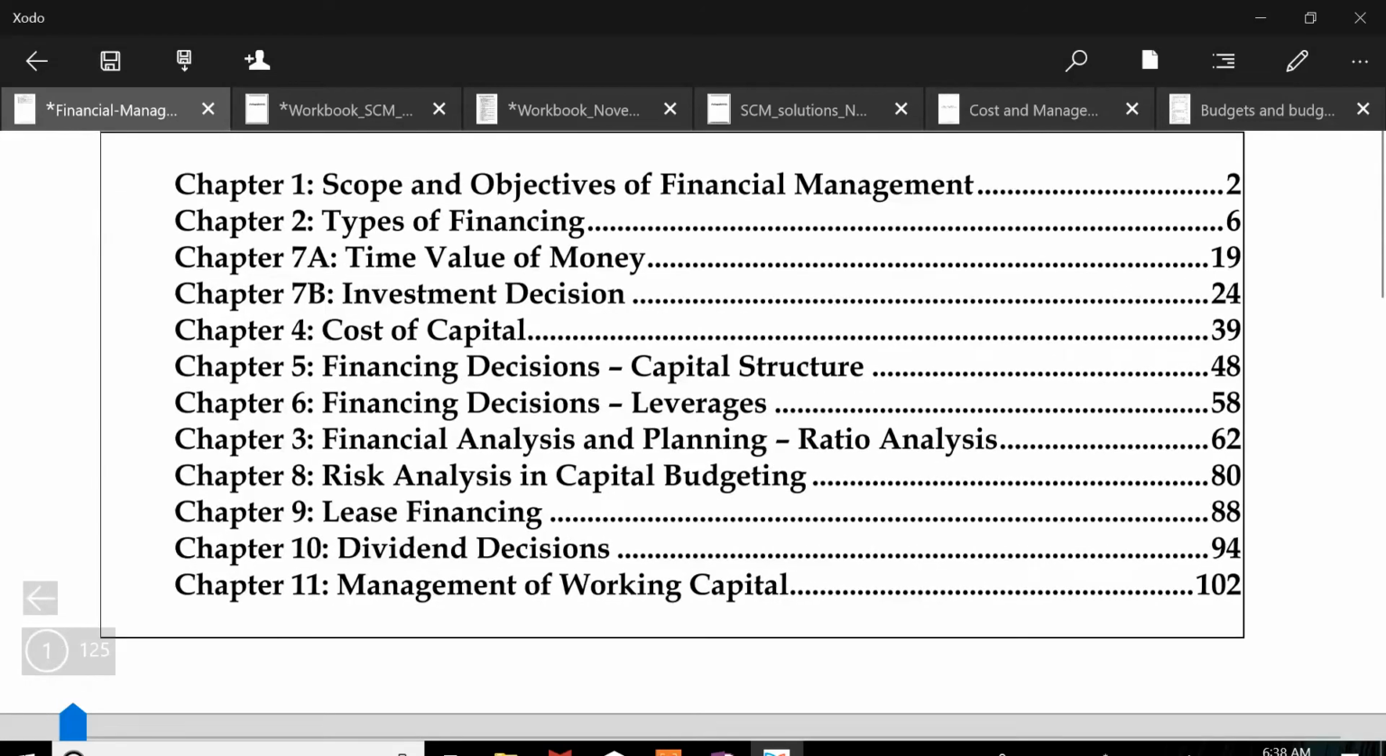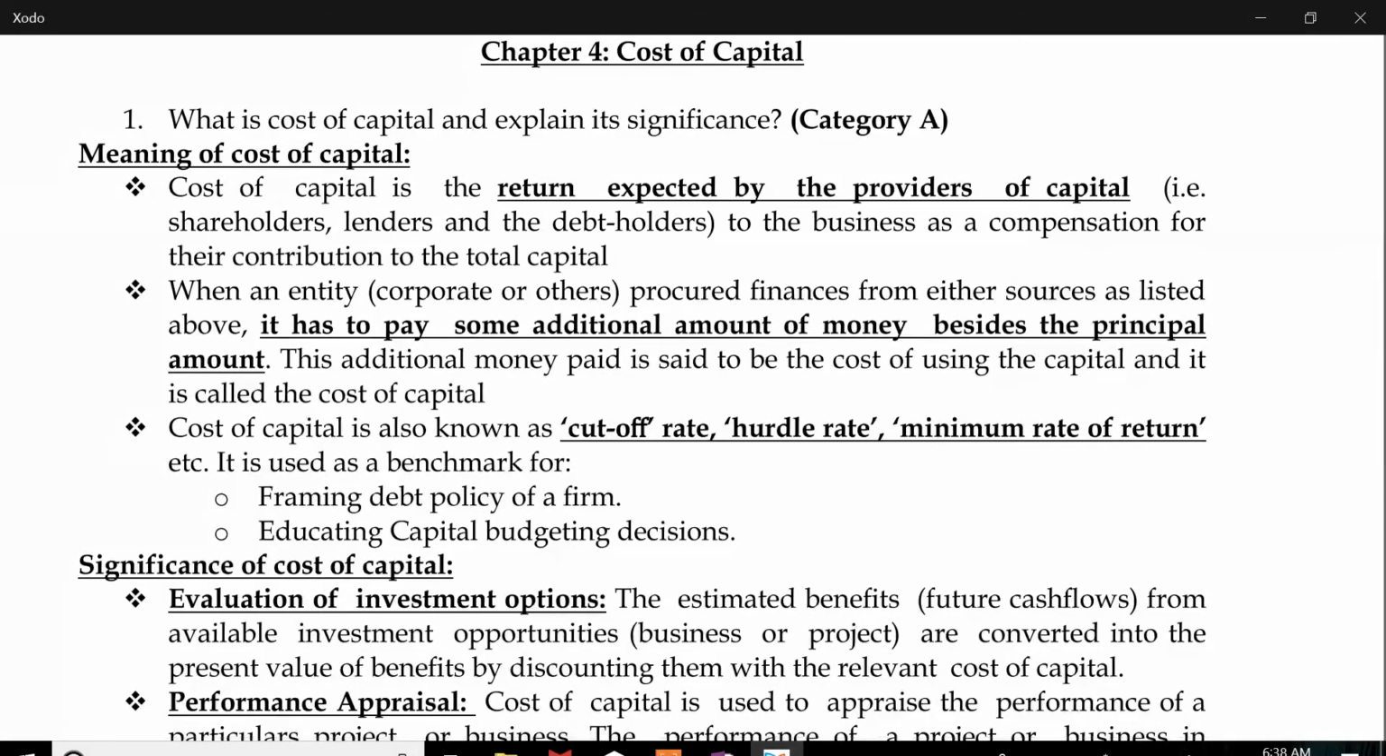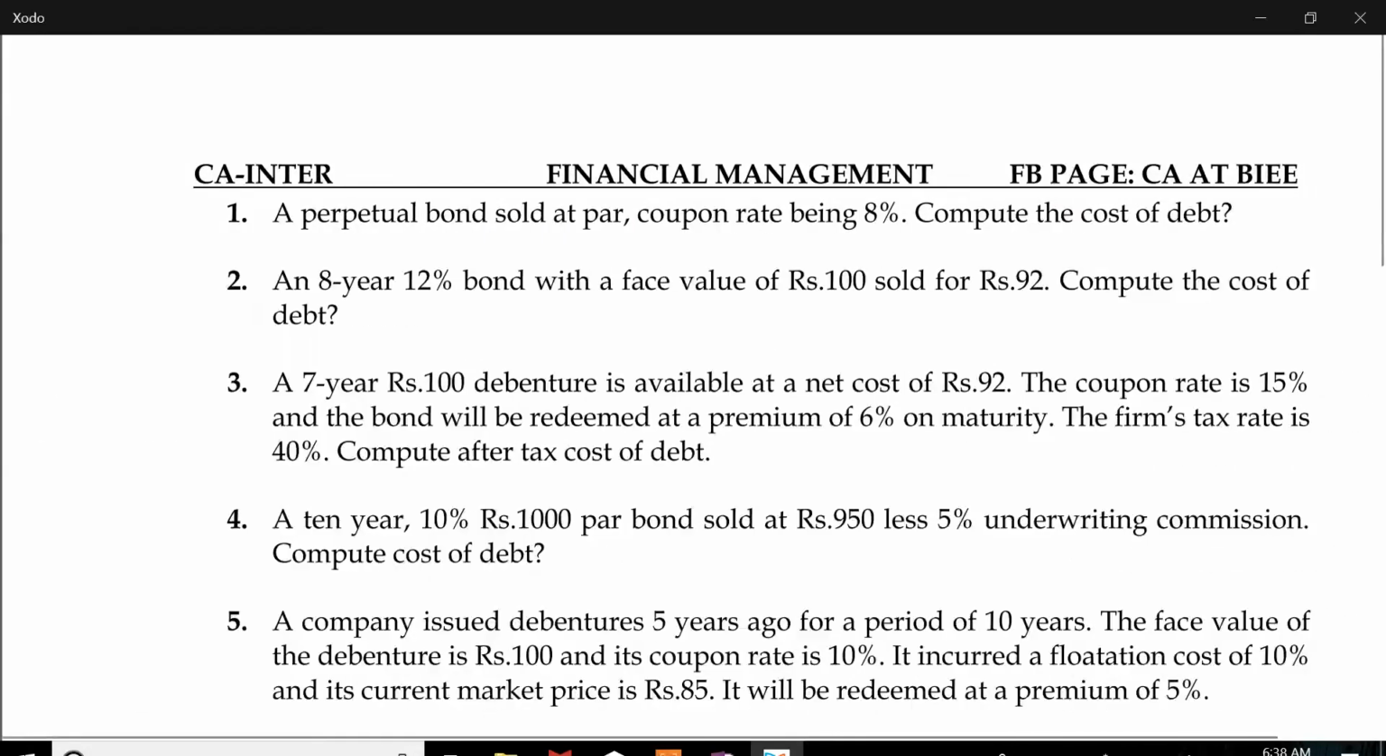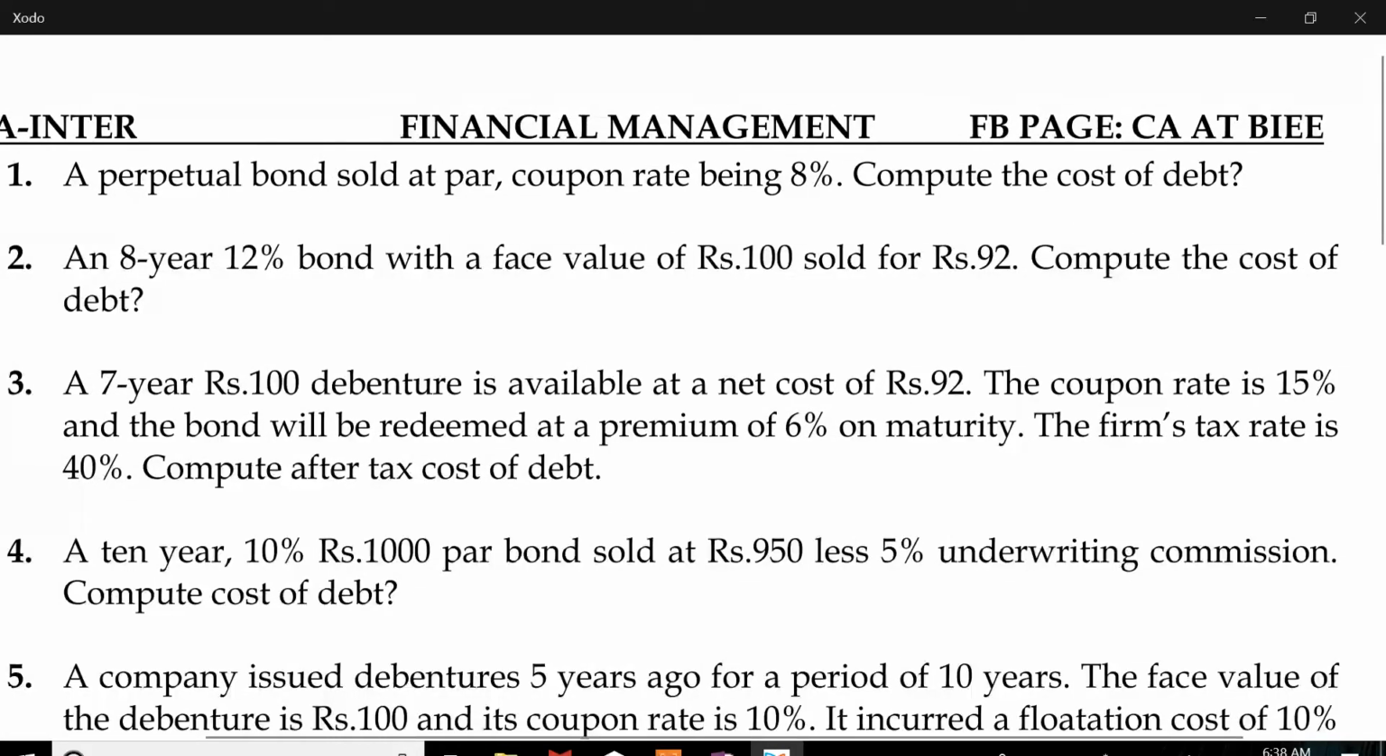Next, write chapter 4, cost of capital. Now write the general points and then I come to specific questions. Point number 1, cost of irredeemable debt equals interest after tax by net proceeds.